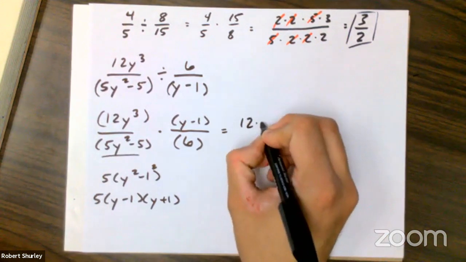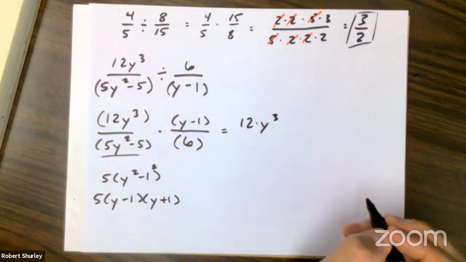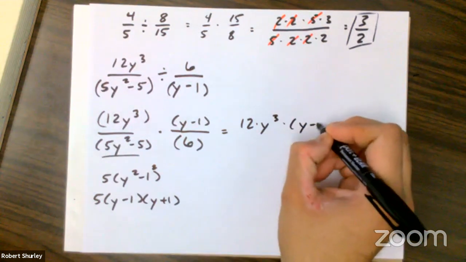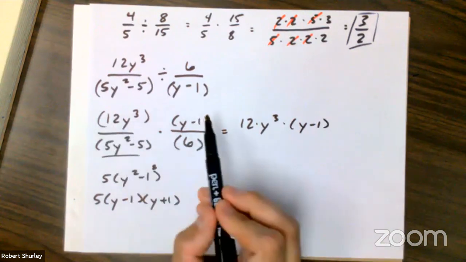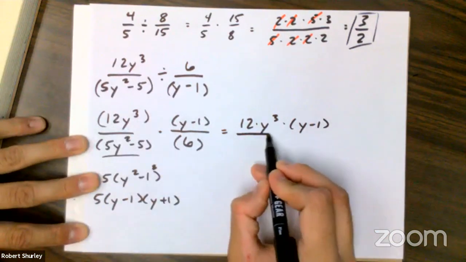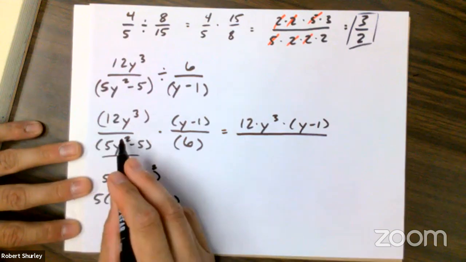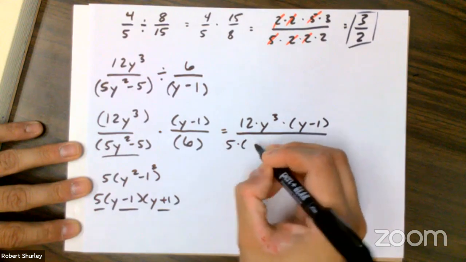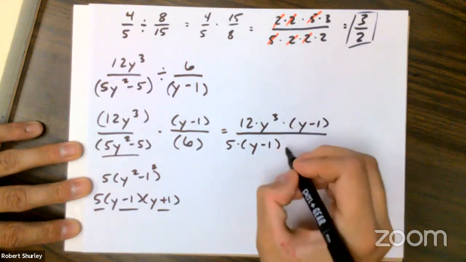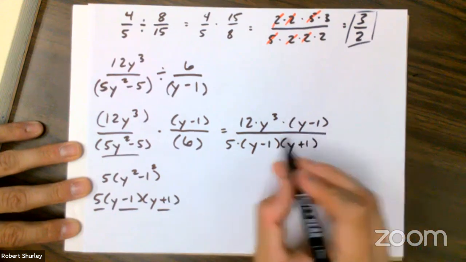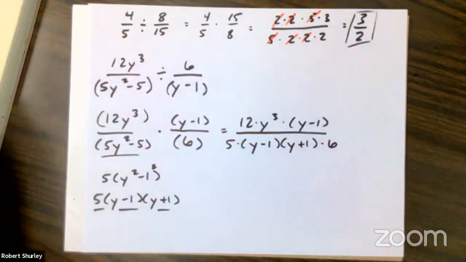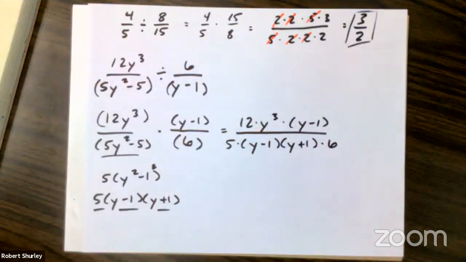Okay, so let's see what we've got going on now. So we've got the 12 times the y cubed times the y minus 1, right? That's the numerator just multiplied out. Over, now this binomial factored into these 3 separate terms. So 5 times y minus 1, hey, that's going to cancel. Y plus 1, and then we've got this 6 over here, which is going to cancel with the 12, right? So we kind of expanded it out to simplify. Actually, yeah, we factored it out to simplify.